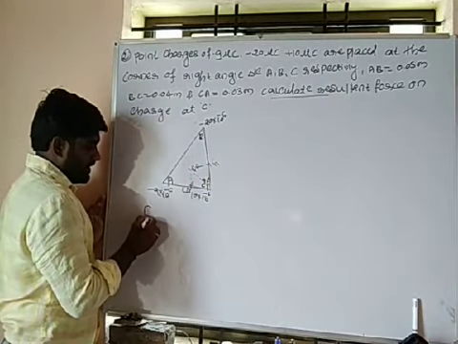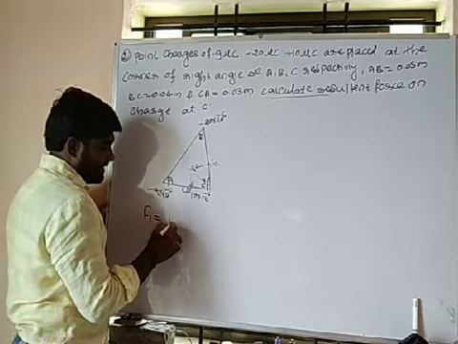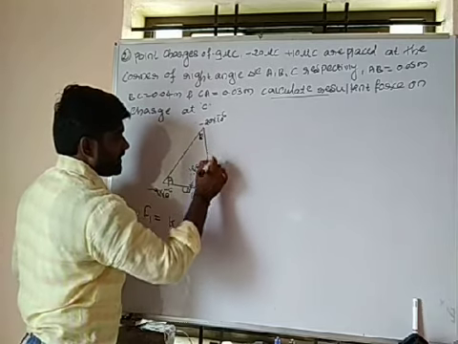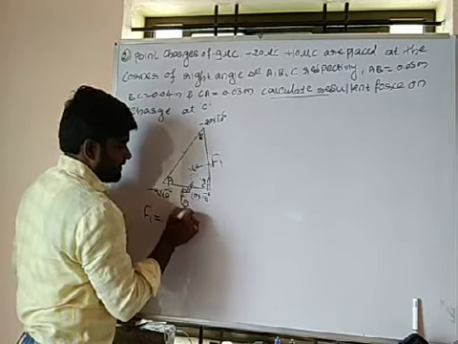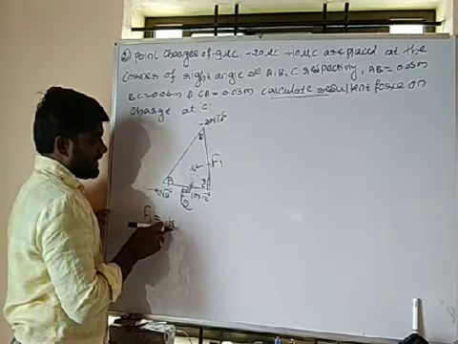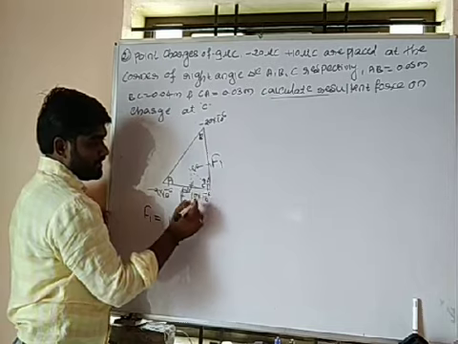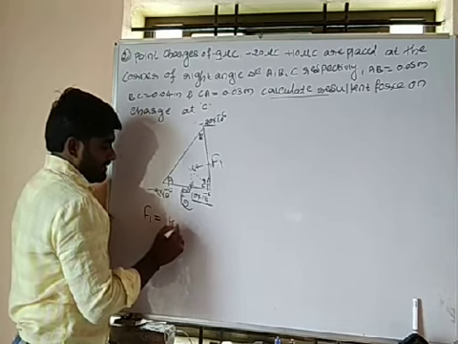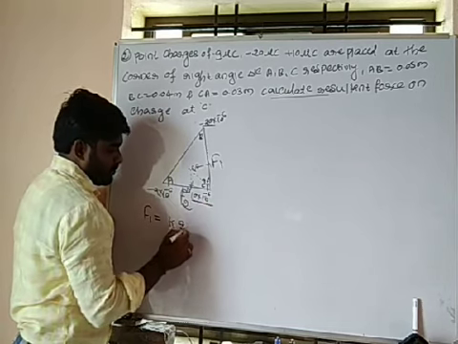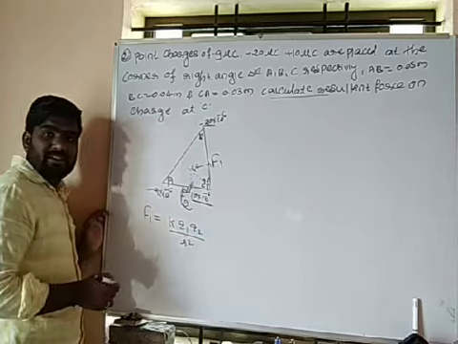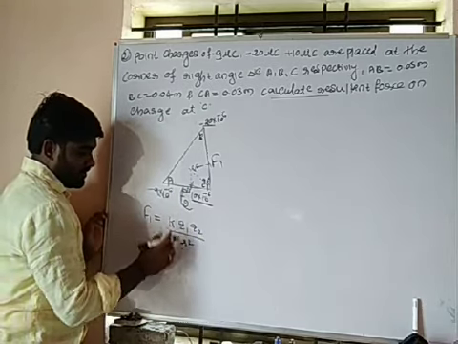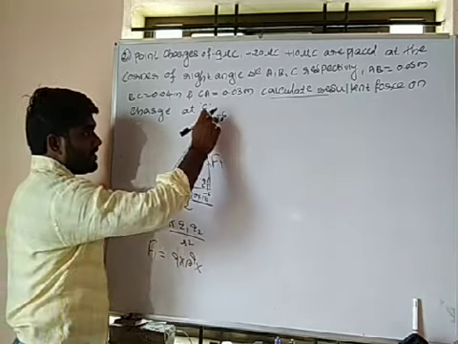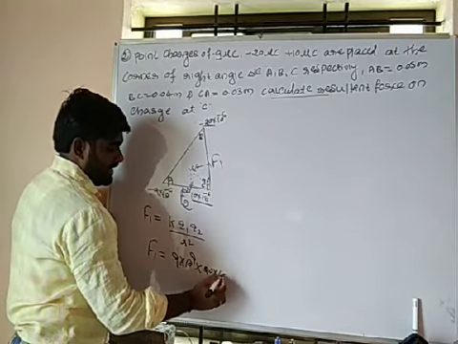Then this F1 is equal to K Q1 Q2. See here, I am taking this as F1. Here will be your F2. F1 is equal to K Q1 Q2 divided by R square. Here will be your Q2, here will be your Q1. Then this F1 is equal to the value of K, which is 9 into 10 to the power 9, into Q1, which will be 20 into 10 to the power minus 6.